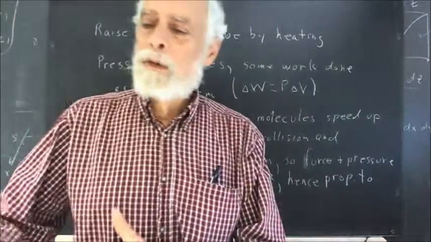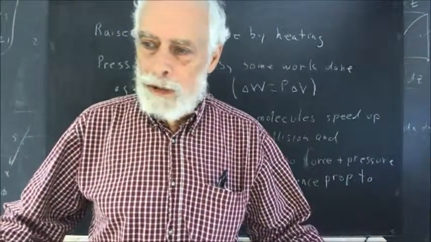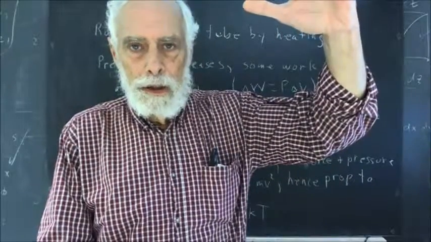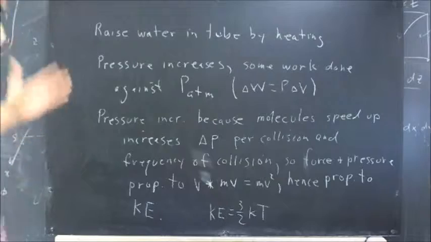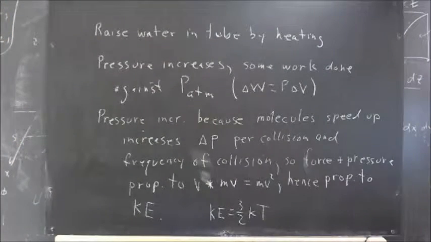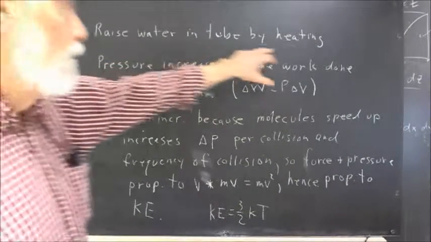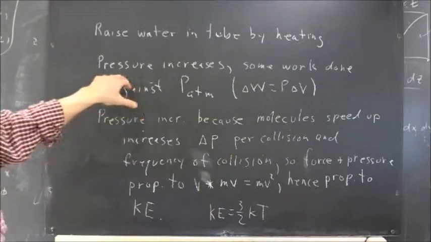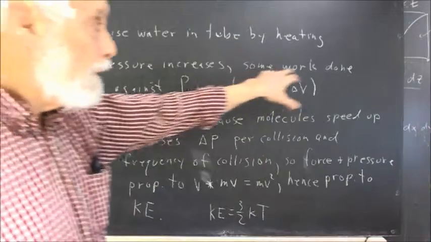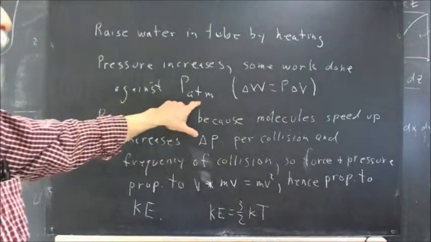Now we're just kind of reviewing what goes on in the bottle. By the height of the water column, we can determine the change in pressure. So we could determine, for example, the change in temperature and so forth. So if we raise water in the tube by heating, what happens? What happens inside that bottle? Well, pressure increases. Some work is done against the atmospheric pressure.